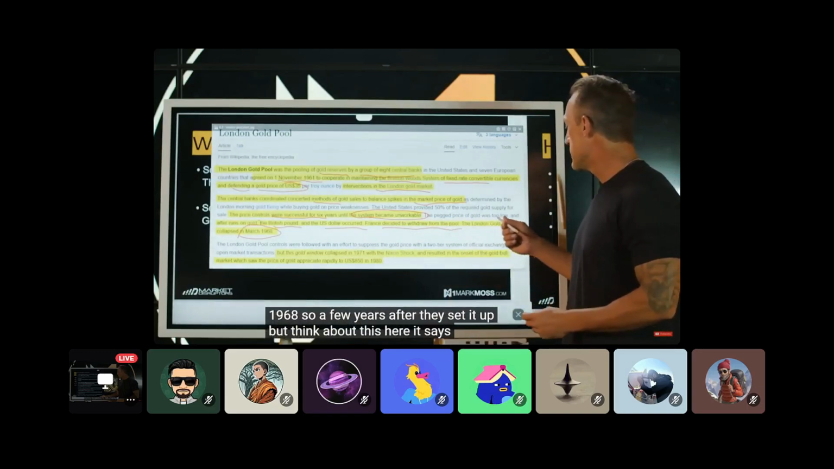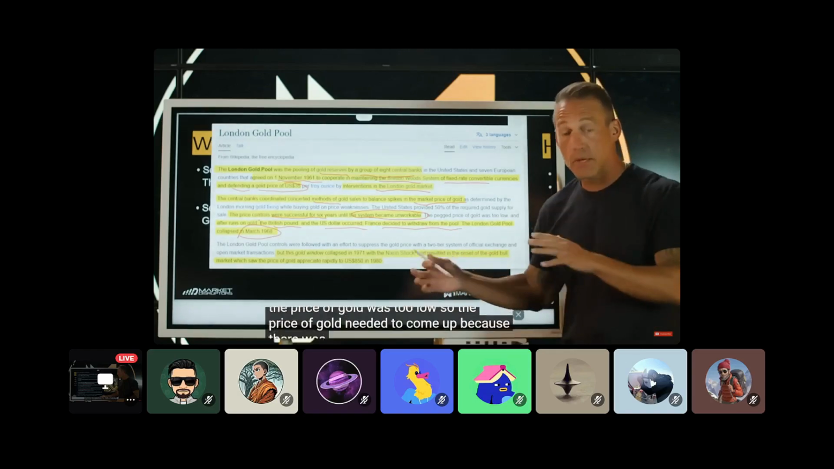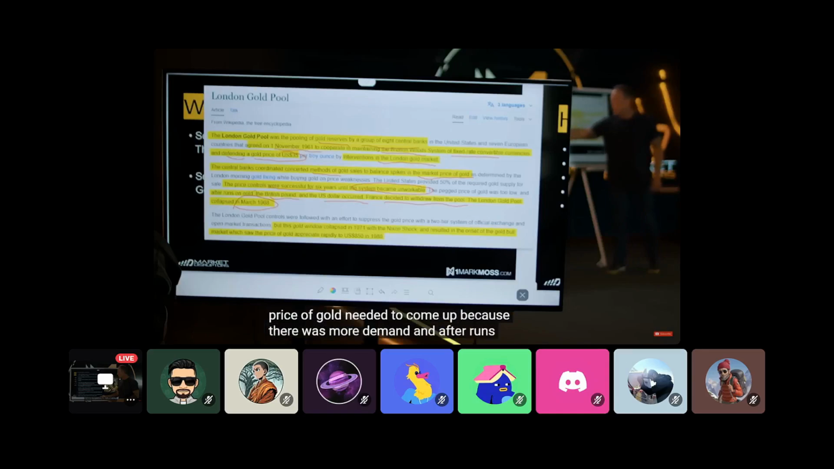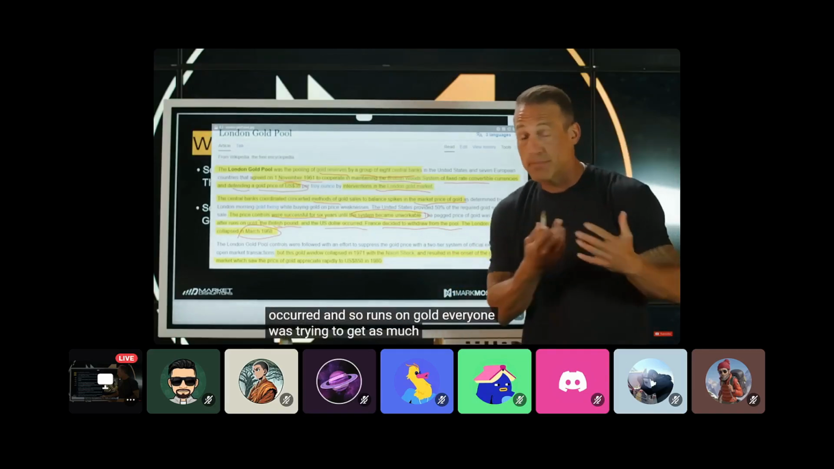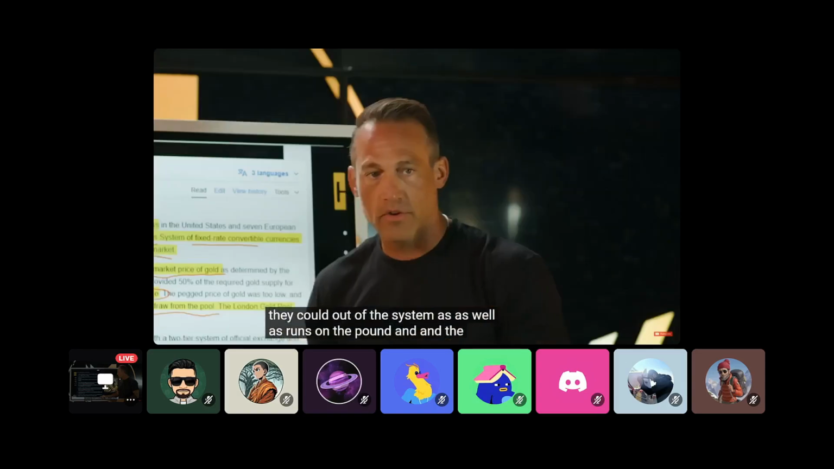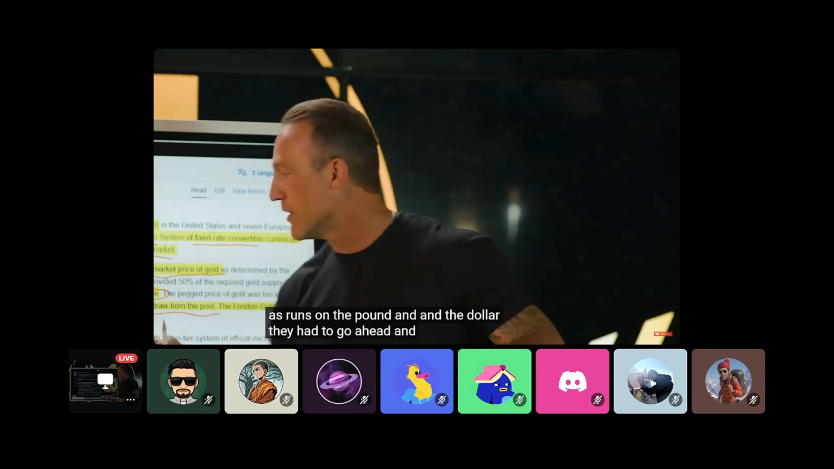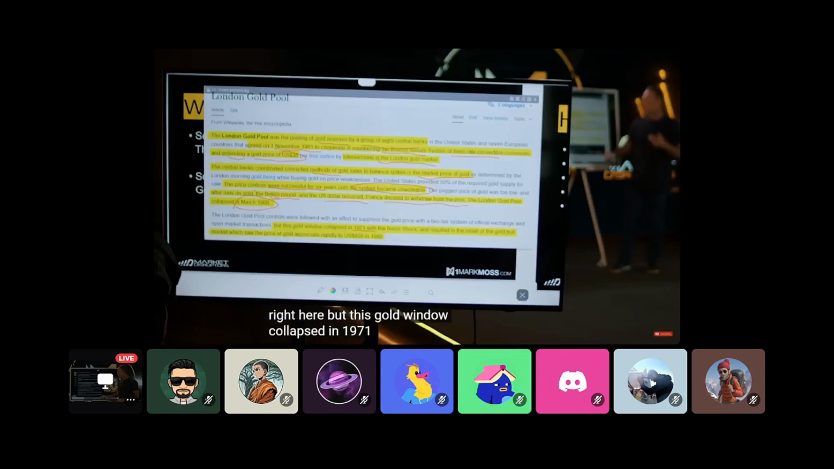But think about this here. It says that the price of gold was too low, so the price of gold needed to come up because there was more demand. And after runs on gold, the British pound and the US dollar occurred. And so runs on gold, everyone was trying to get as much gold as they could out of the system, as well as runs on the pound and the dollar. They had to go ahead and drop it. It says right here, but this gold window collapsed in 1971, finally.